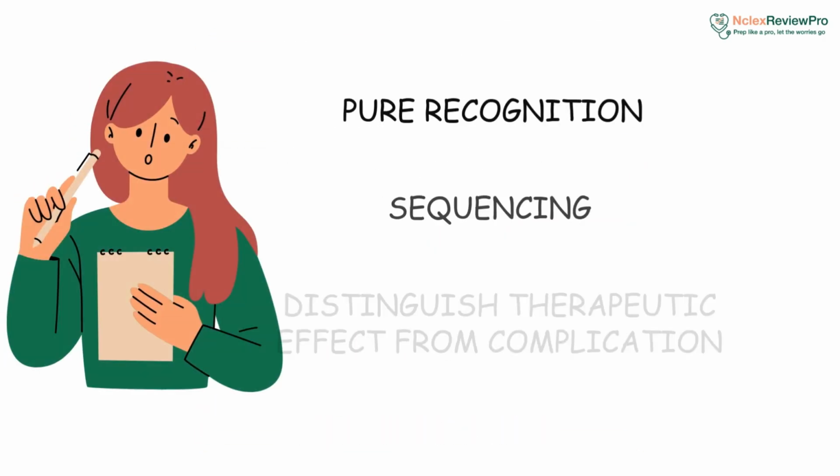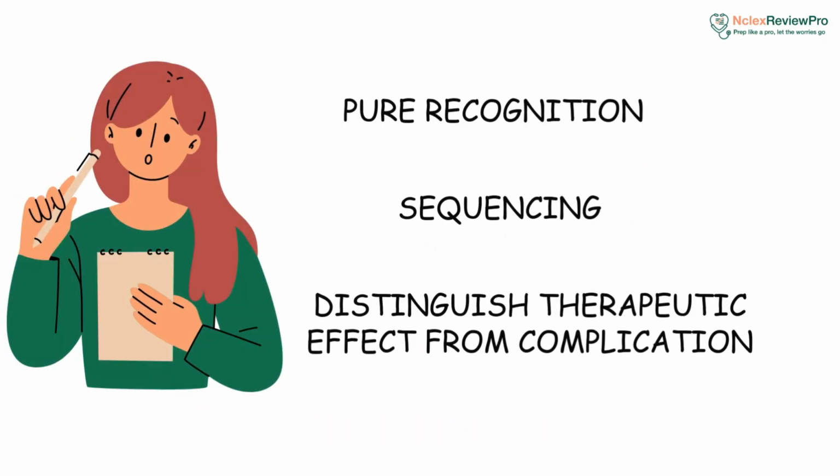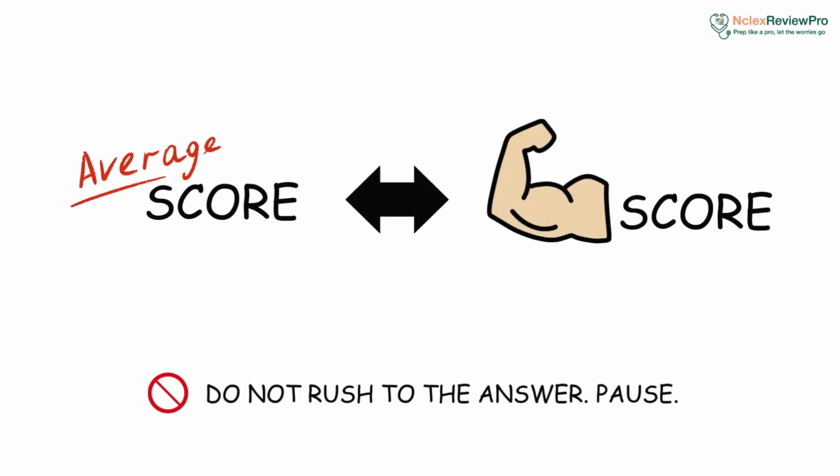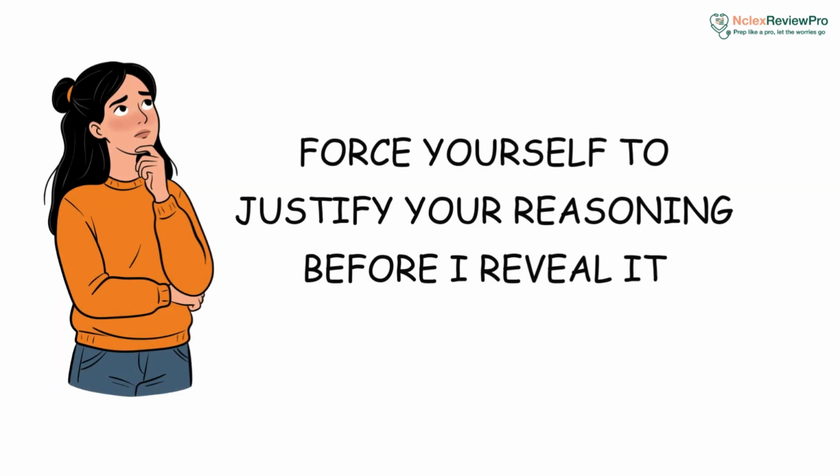Some questions will test pure recognition. Others will test sequencing. Many will test whether you can distinguish therapeutic effect from complication. That distinction alone separates average scores from strong scores. As you listen, do not rush to the answer. Pause. Think. Force yourself to justify your reasoning before I reveal it. That is how you build clinical judgment. By the end of this session, your understanding of cardiovascular priorities will feel sharper, faster, and more structured.